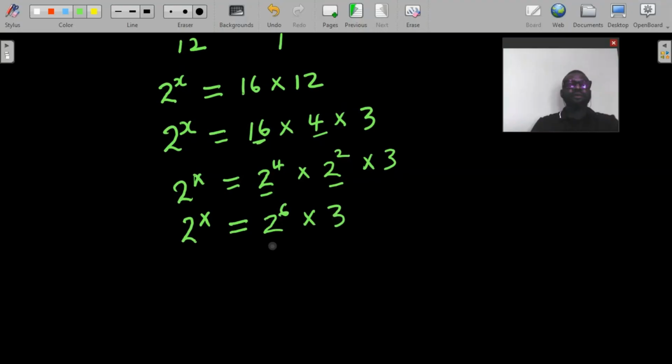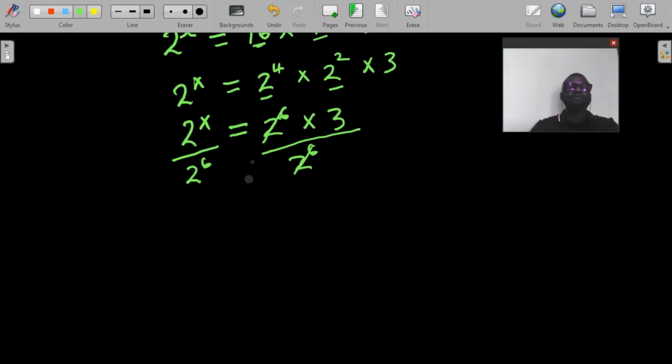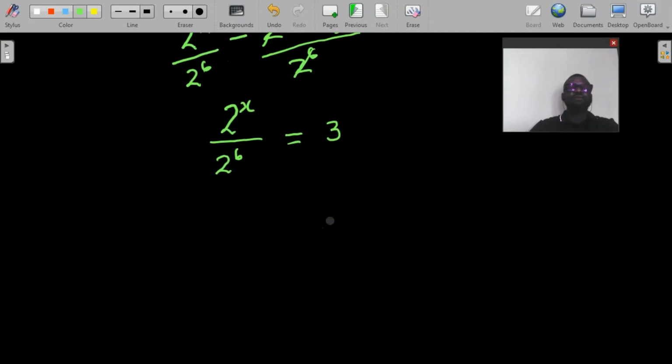Now I can divide both sides by 2 raised to the power 6. So this will cancel this. Then I will have 2 to the power of x divided by 2 to the power of 6 is equal to 3. Now I will obey the division law of indices. I will take one of the 2's. I will now say x minus 6 is equal to 3.